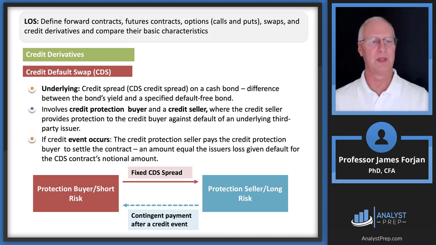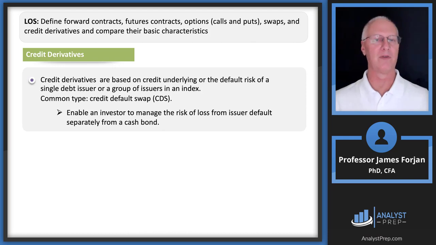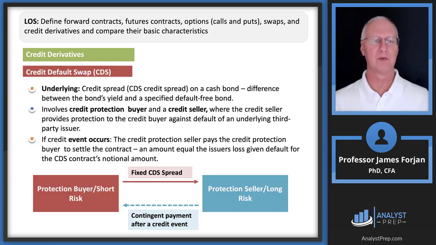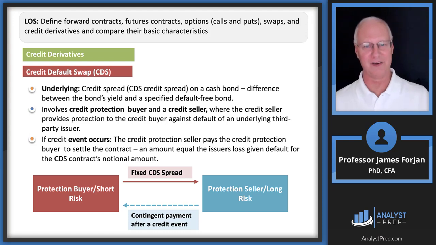All right, so let's go through some of these details here. The credit spread on a cash bond is the difference between the bond's yield and a specified default-free bond. And credit default swaps are an awful lot like interest rate swaps. Their tenors are usually 5 years. And so what you would probably do is pick a 5-year treasury note. That sounds reasonable. It involves a credit protection buyer, right? And a credit protection seller, right? Provides protection.